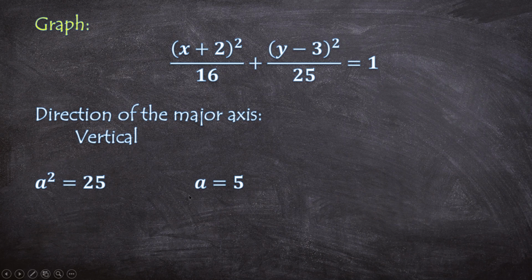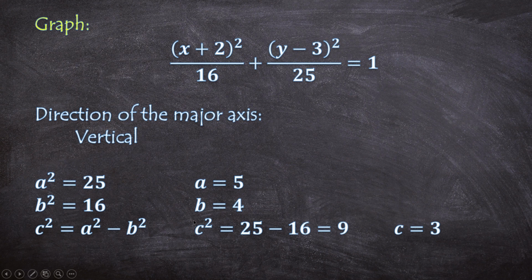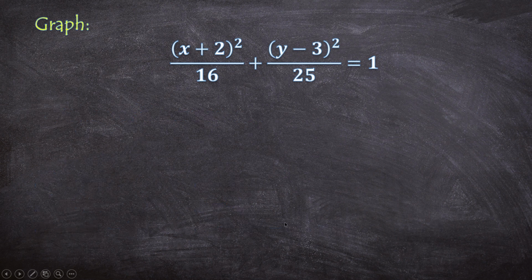Okay, so our a squared is 25, so a is equal to 5. Our b squared is 16, so b is equal to 4. So for the formula, we have c squared is equal to 25 minus 16, which is equal to 9. And so therefore, the square root of 9 is 3. So we have c is equal to 3. Now for the center, we have negative 2 and 3.